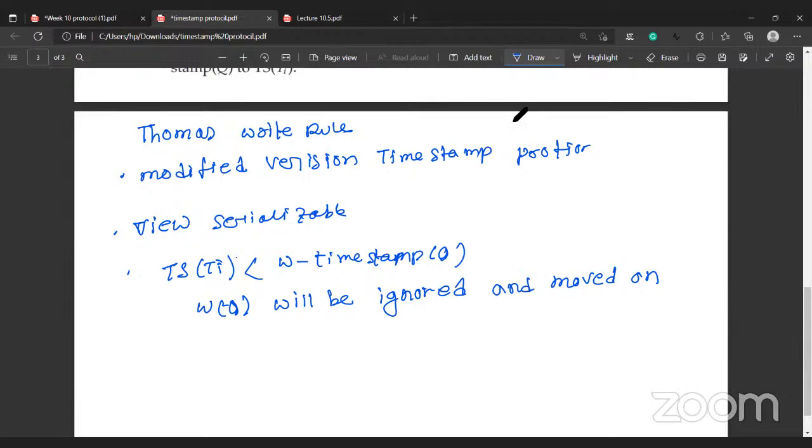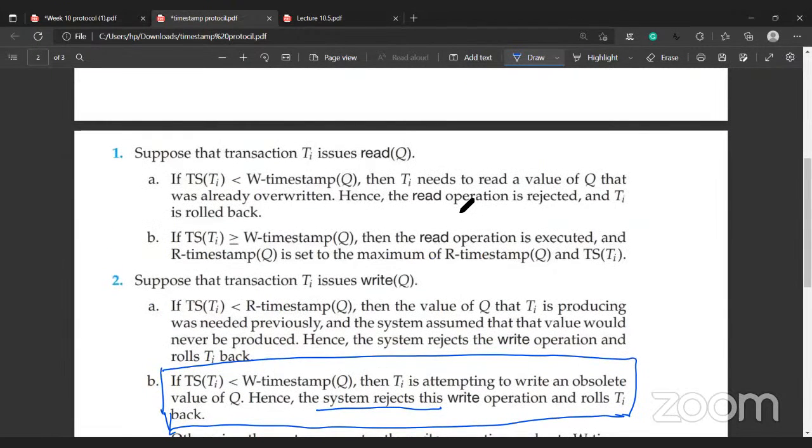Okay. So any doubt in lecture 10.4 or lecture 10.5 or anything in week 10, you can ask.